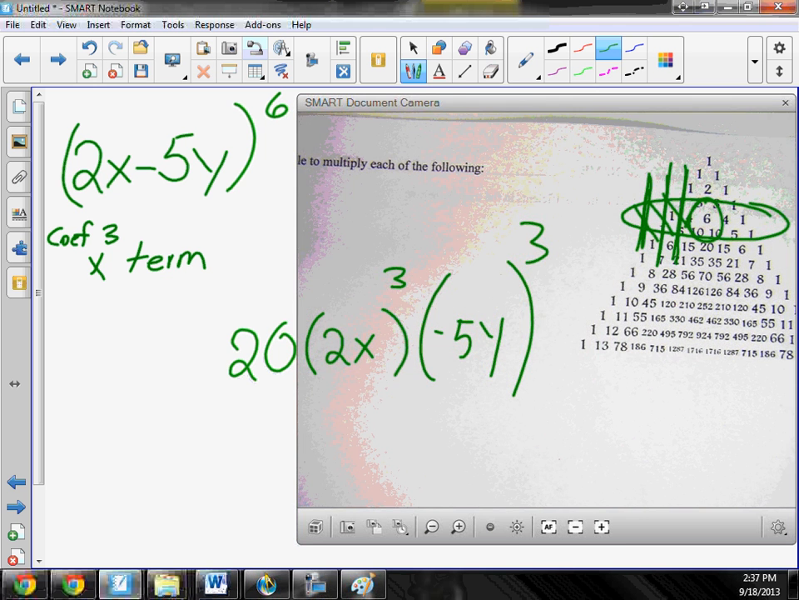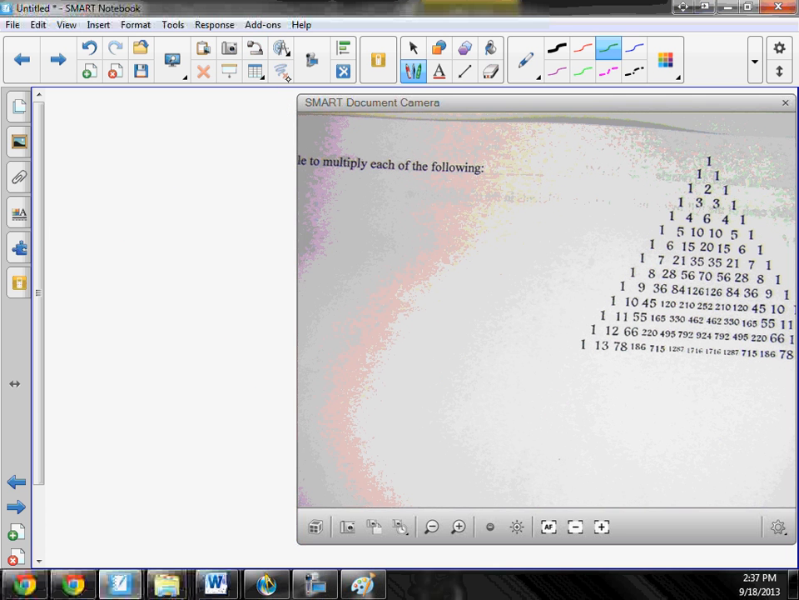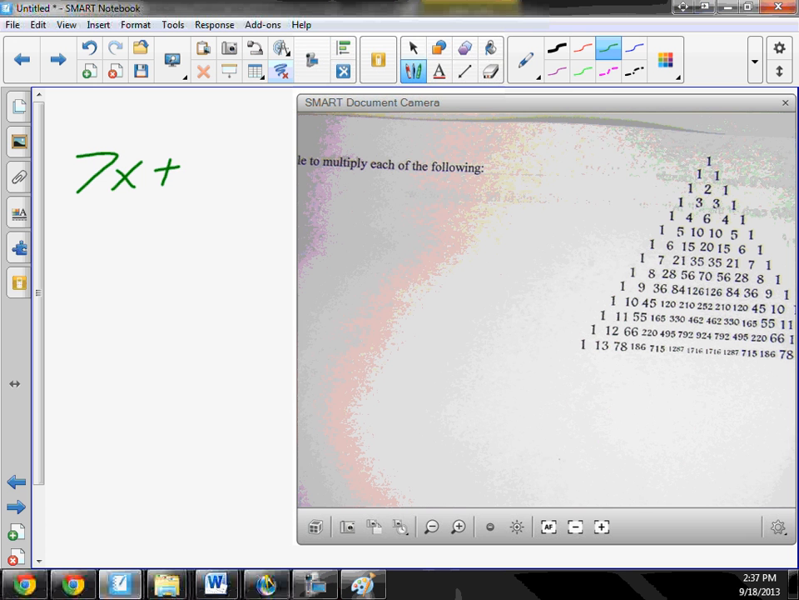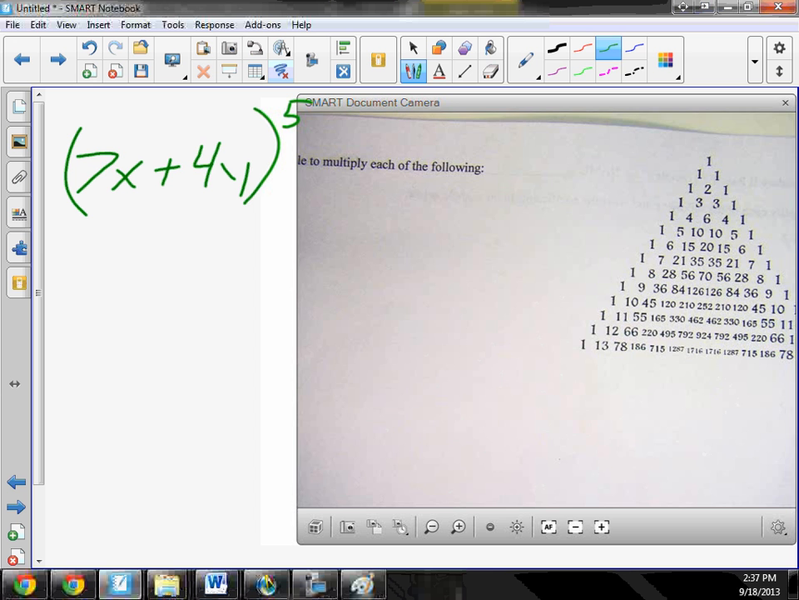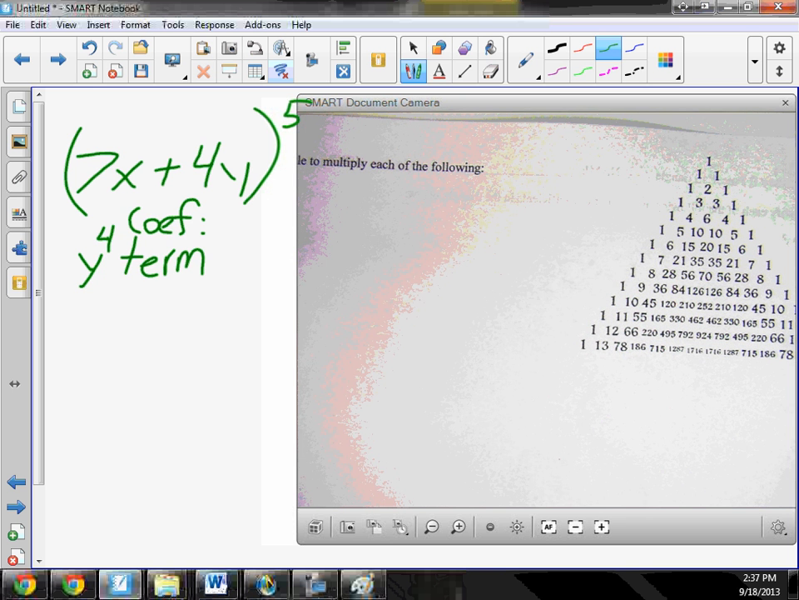Okay, let's do another one. So let's do (7x + 4y) to the 5th, and I want to know the y to the 4th term, the coefficient of the y to the 4th term. How far in do I need to go to hit the y to the 4th term? Almost to the end, right? The second to the last one, right? Because my y to the 4th is the second term of my binomial.